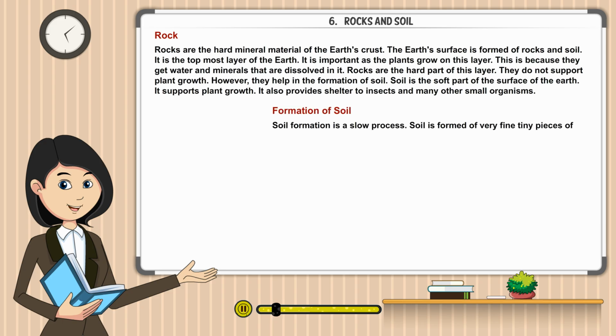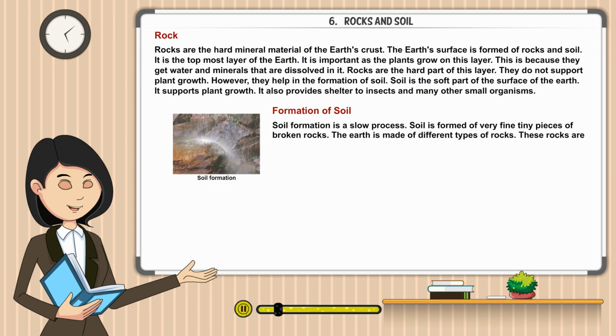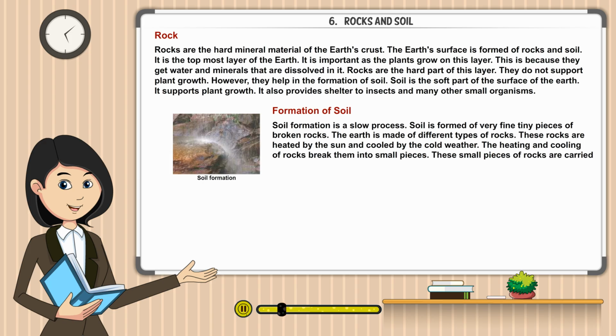Formation of soil. Soil formation is a slow process. Soil is formed of very fine tiny pieces of broken rocks. The earth is made up of different types of rocks. These rocks are heated by the sun and cooled by the cold weather. The heating and cooling of rocks break them into small pieces.